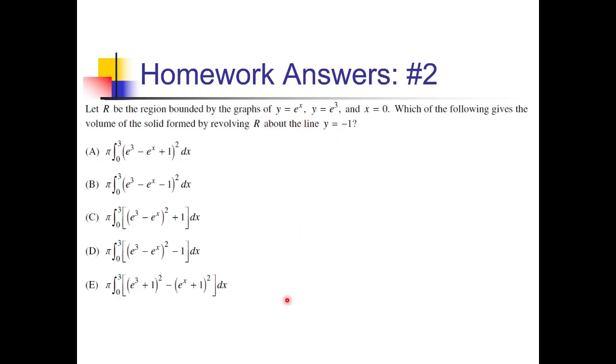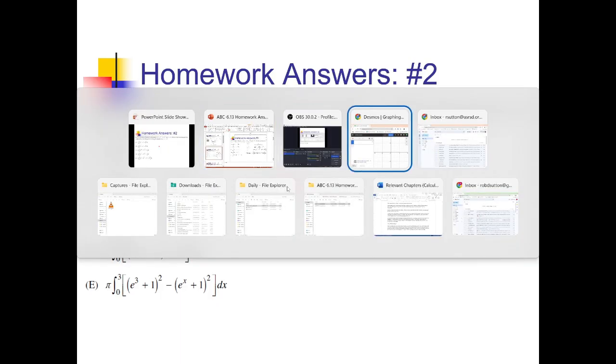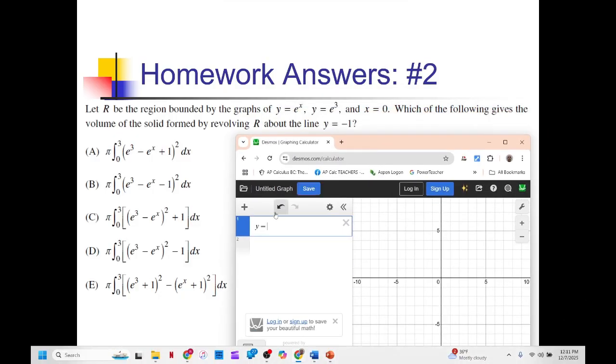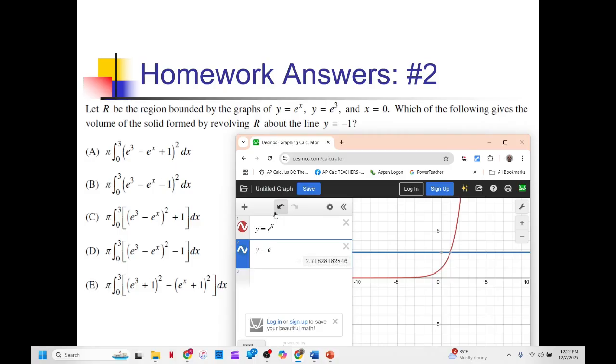So although there isn't like a decimally answer that suggests you can just plug things into your calculator and be done with the problem, we can use the calculator to get a visual of this. So let me go to Desmos and put all this stuff in here. So we've got the function y equals e to the x, and we've also got y equals e to the third, which is a horizontal line.